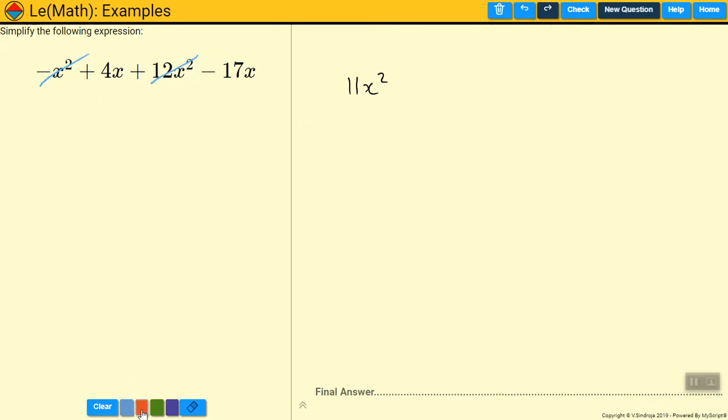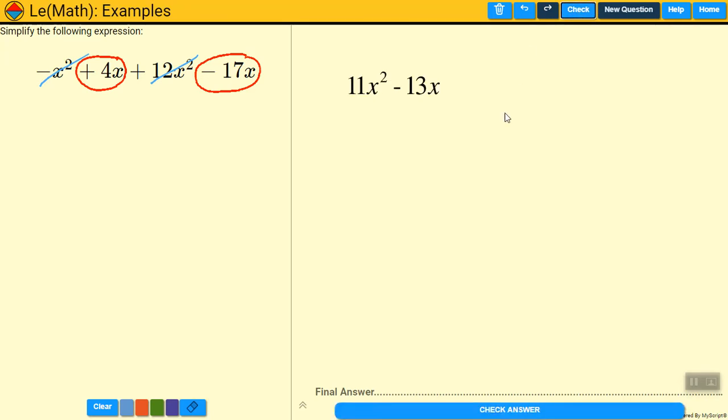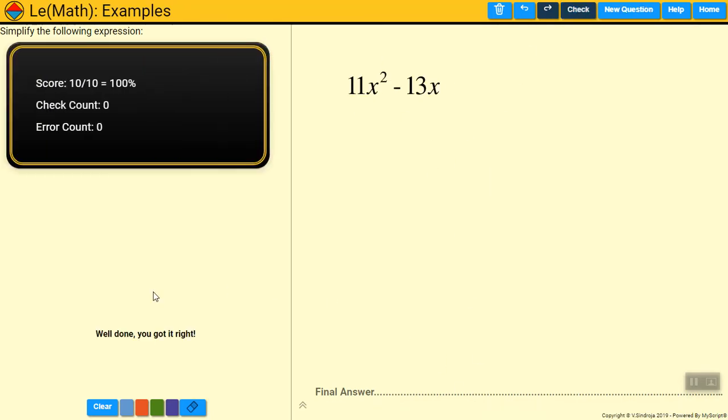Let's collect anything else. So here, for example, we've got a 4x, and we're going to take away a 17x. That's minus 13x. There's your expression simplified. There's nothing else you can do with this. I mean, you could do something called factorizing, but that's something we're going to do later. So let's check this, wait for the conversion, and lo and behold, we got it right.